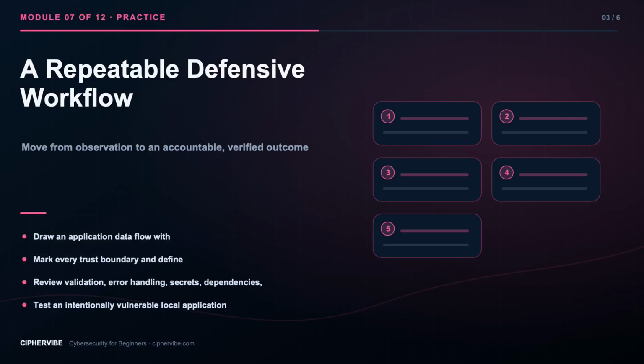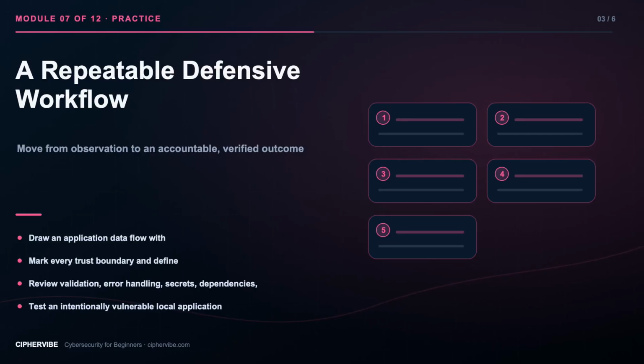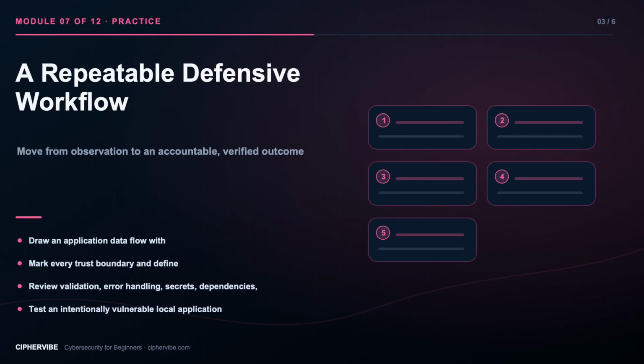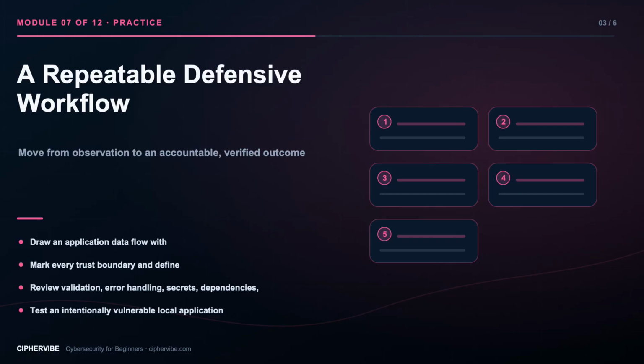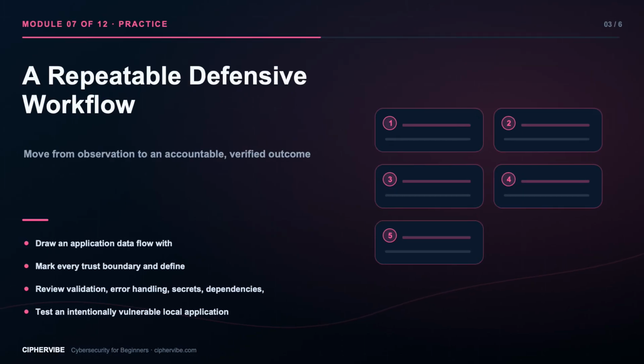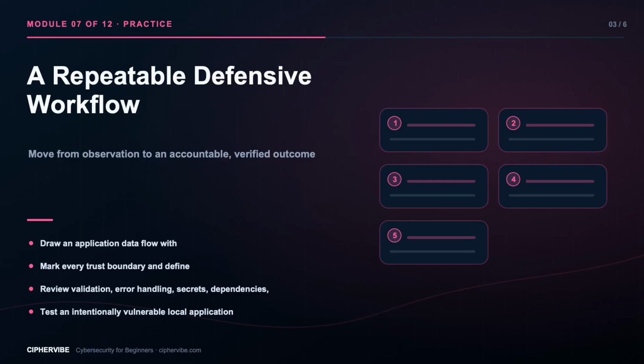Now turn the mental model into a repeatable workflow. First, draw an application data flow with users, browser, API, services, database, dependencies, and administrators. Second, mark every trust boundary and define authentication and authorization at each sensitive action.